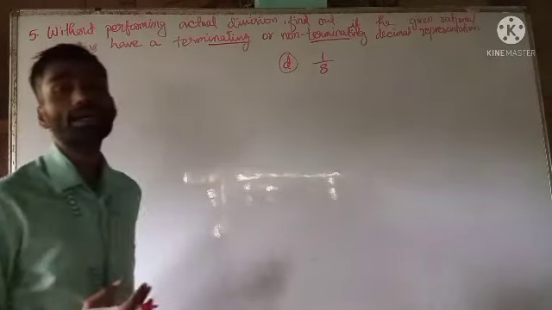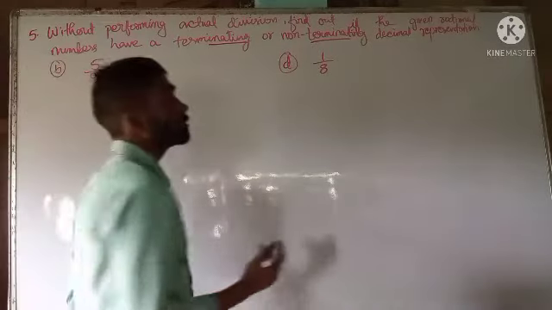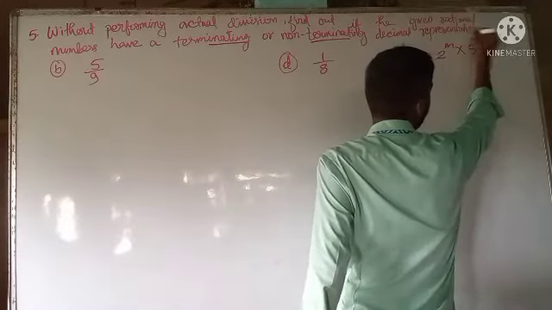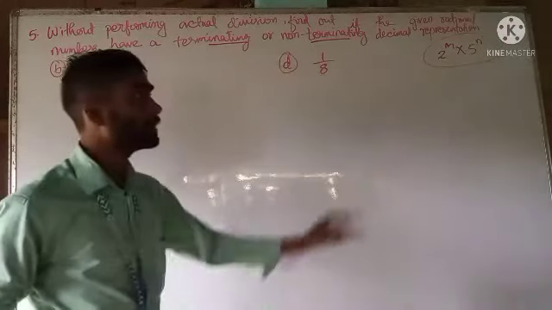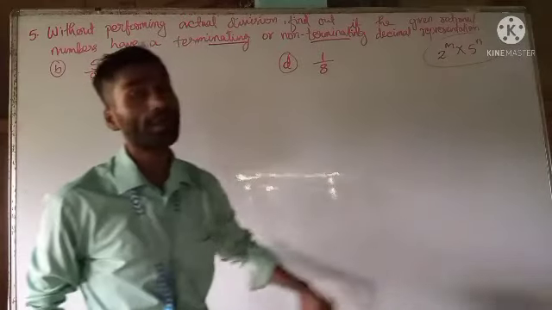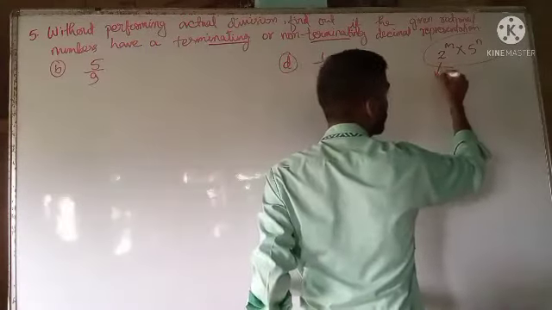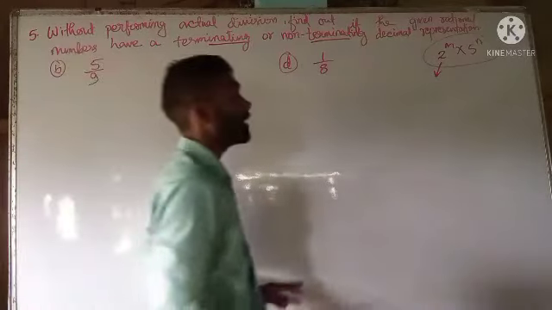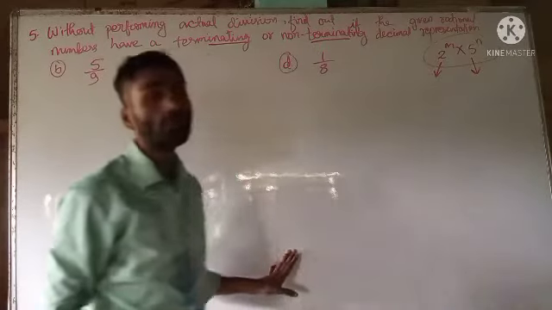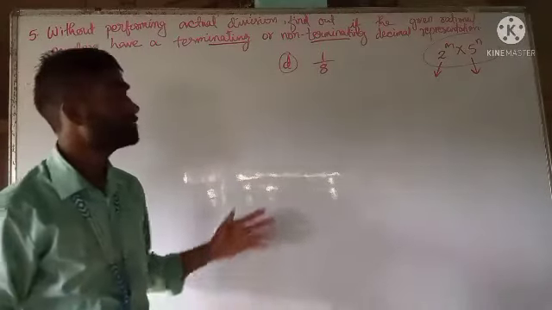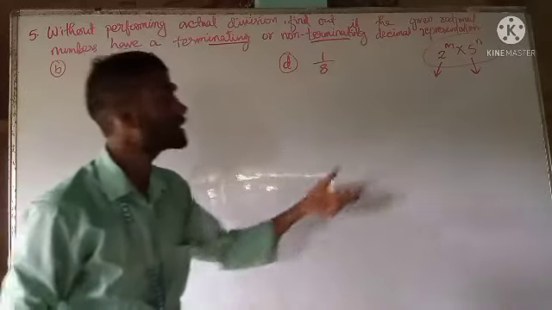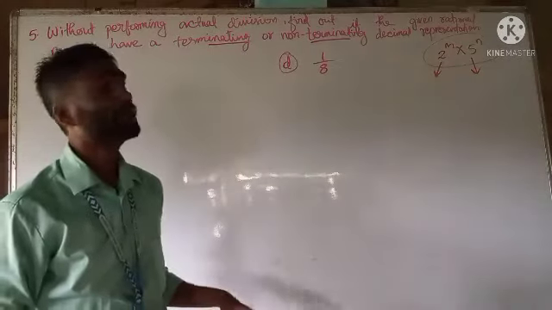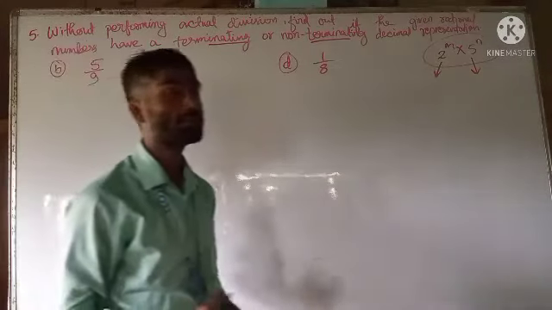Now we can easily identify that by a common formula, that is 2 to the power m into 5 to the power n. I have told you this. If it has the factors of only 2 to the power m, then also it will have a terminating decimal expression. Or if it has only 5 to the power n, that means the factors of the denominator have this form, 5 to the power n or 2 to the power m, then we can say that it is a terminating decimal representation.